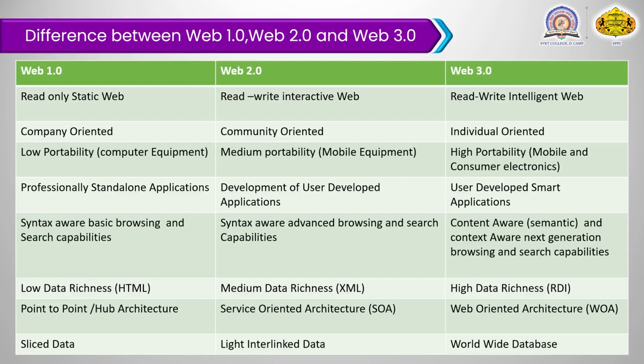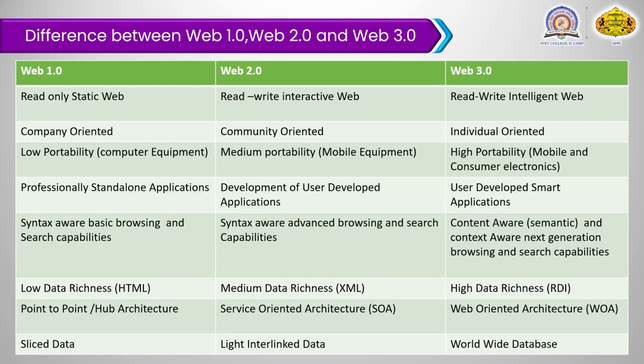Difference between Web 1.0, 2.0 and 3.0. Earlier we read about the difference between Web 1.0 and Web 2.0. Now we are differentiating between Web 1.0, 2.0 and 3.0. Web 1.0 was the read-only static web, whereas 2.0 is the read-write interactive web and 3.0 is the read-write intelligent web. Web 1.0 was company oriented. Few companies used to develop their websites and share information on them, whereas Web 2.0 was community oriented. They provided different platforms where people used to collaborate and share their information through the websites. Web 3.0 has become individual oriented.